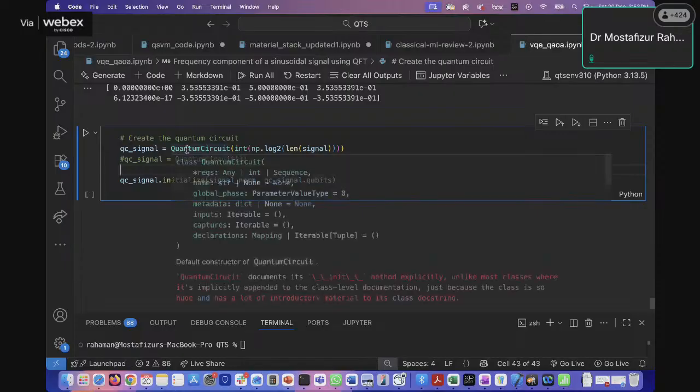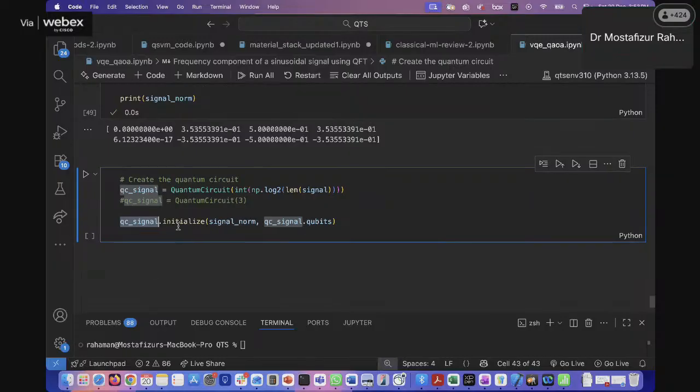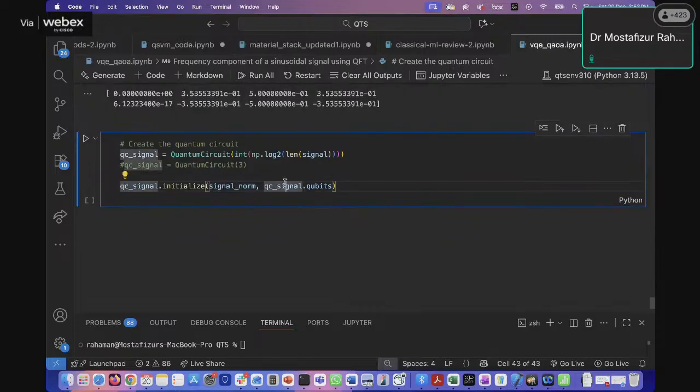So now I designed a quantum circuit and I initialized these components, right? I have 3 qubits, 000, 001, 010, up to 111, right? And these are the probability amplitudes that I need to store in the qubits. For that, the command is QC signal initialize. This is your normalized signal, and I am encoding it into the circuit on QC signal dot qubits, individually, right?